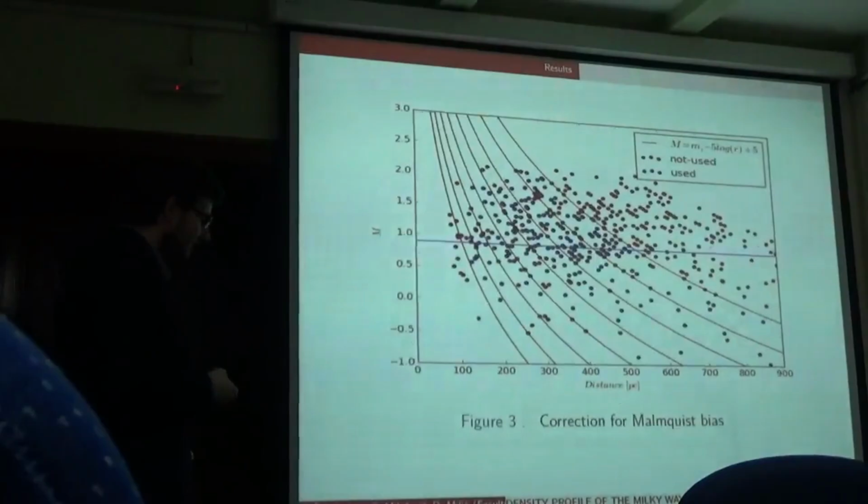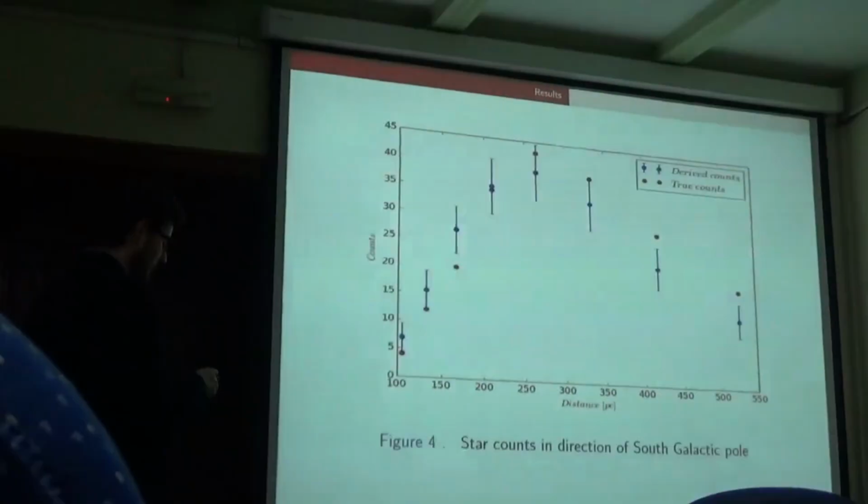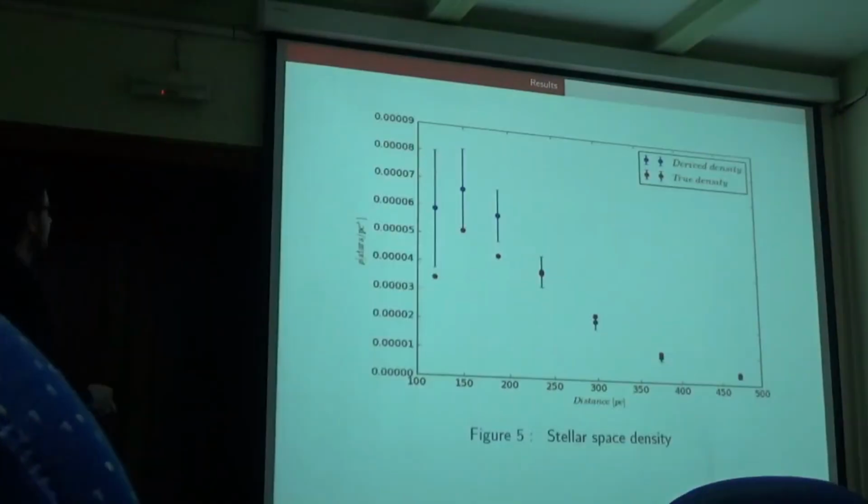Also, what is the other part of the project? Okay, this is done for the vicinity of the sun. It's up to 1 kiloparsec, and you see the blue dots are derived counts, and the red dots are true counts of dwarfs. And this is the stellar density. Okay, this is counts. This is stellar density, stars per cubic parsec. And the agreement is pretty good because we didn't have too many stars in this catalog. It was about 500. So we can say that the method works.